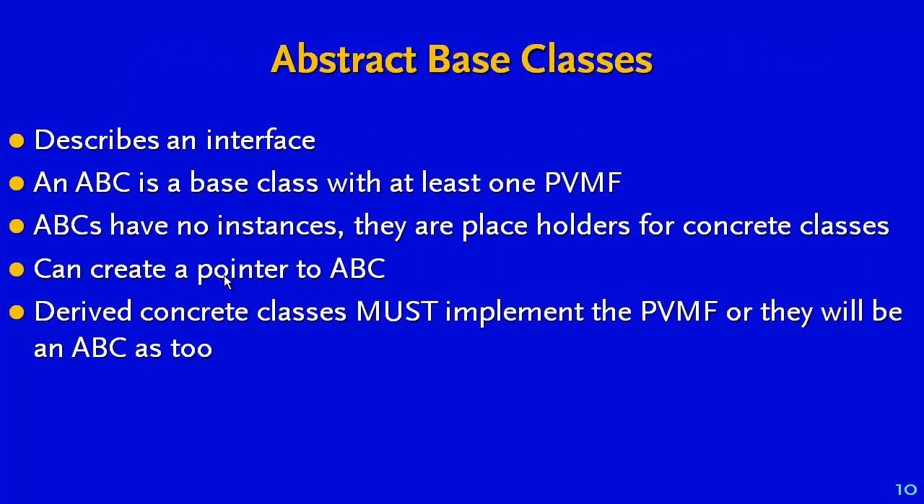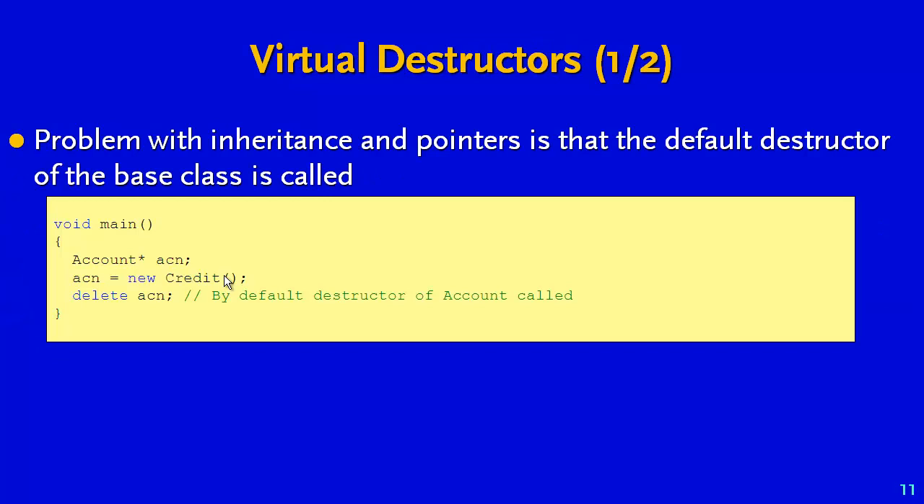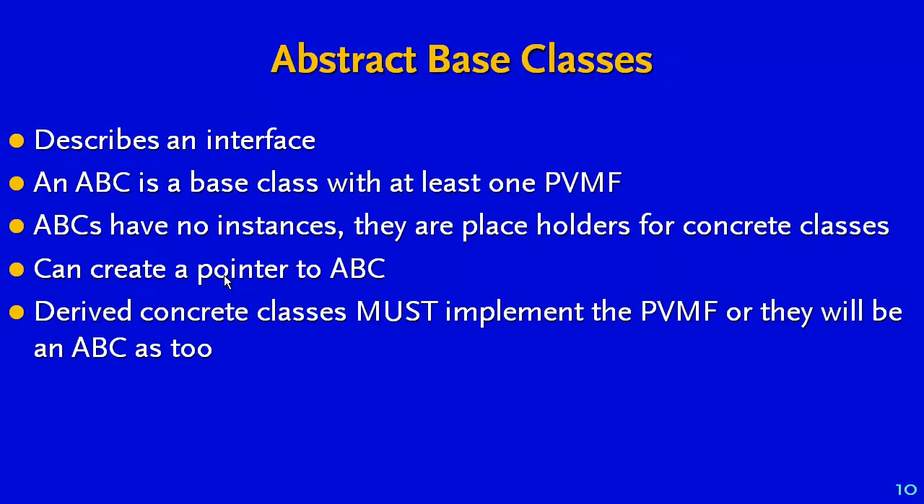So to summarize, an abstract class defines an interface. It's a base class with at least one pure virtual member function. The consequences are that the ABCs have no instances. They're just base classes or holders for concrete classes. However, you can create a pointer to an abstract base class and switch the pointer from one address of a derived class to another address of another derived class. And of course, the derived classes must implement the pure virtual member functions, otherwise they will be seen as an abstract class as well. So that was a whole mouthful, and we're finished with the pure virtual functions.